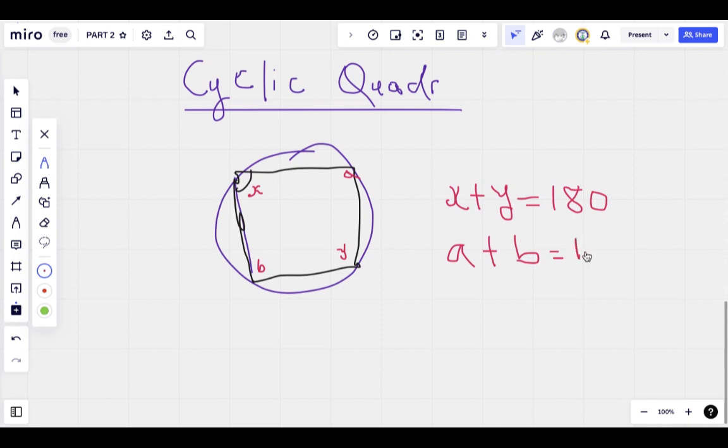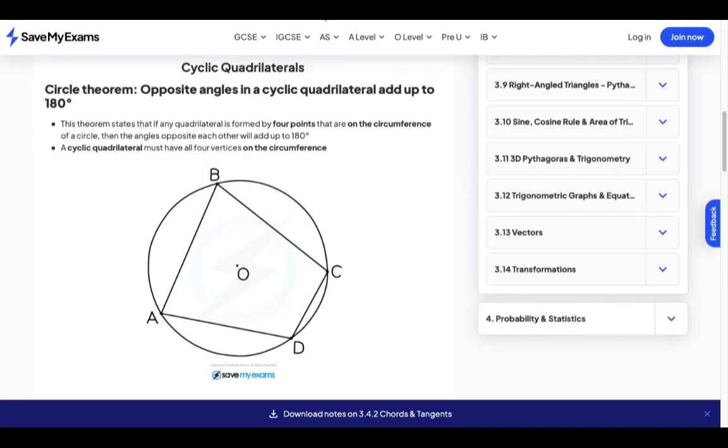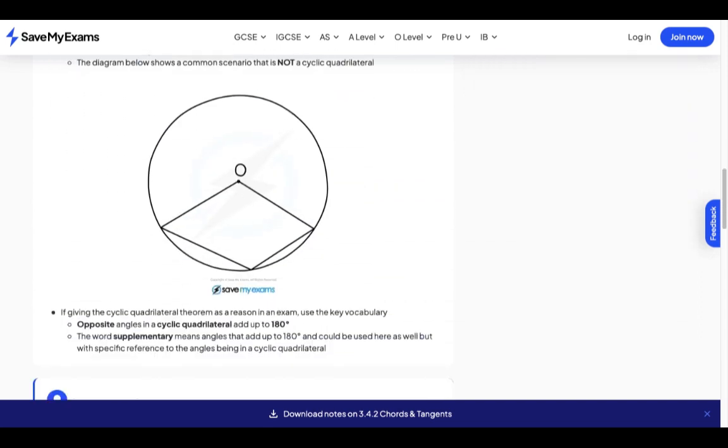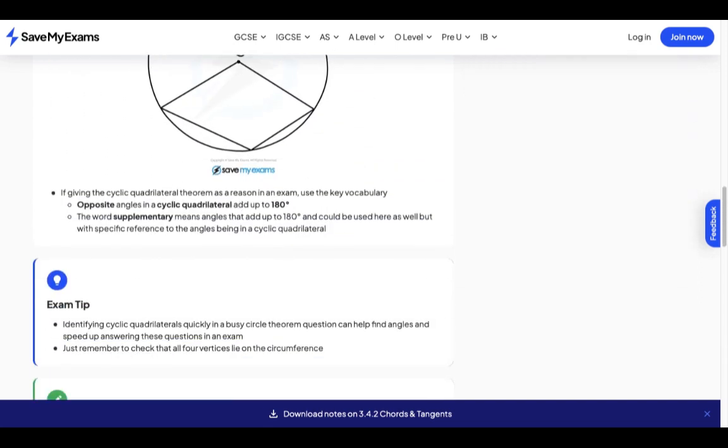So this is another rule for circle theorems or angle properties that we use. In the cyclic quadrilateral, the opposite angles are supplementary, meaning that they add up to 180 degrees. Let's take a look at an example.